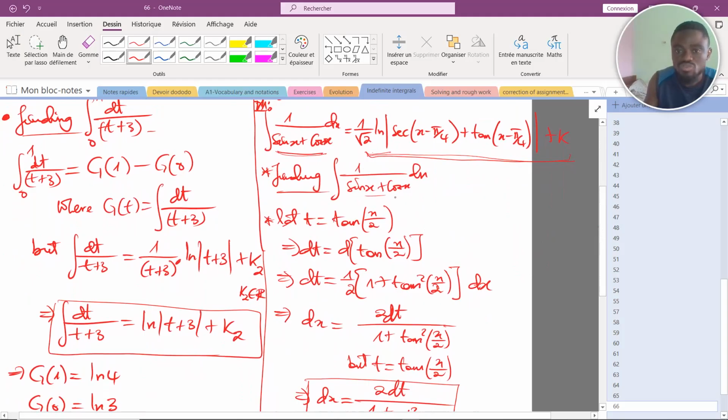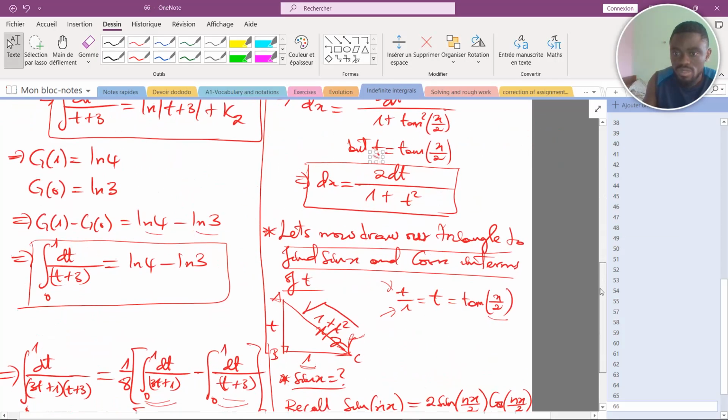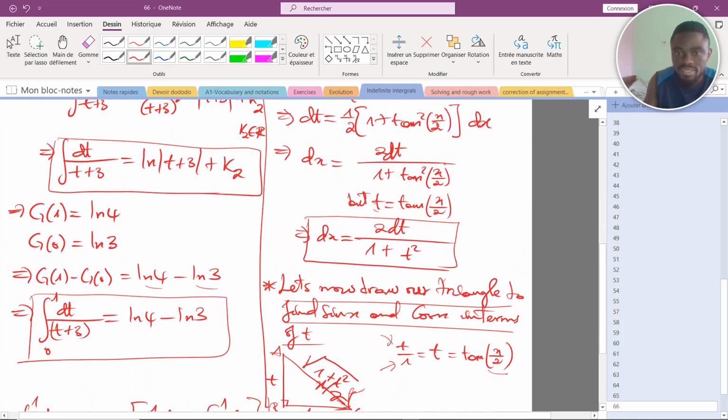Is that okay? So naturally, our substitution here will be t equals tan of the angle, x divided by 2. So dt will be d of tan(x/2). Naturally, we have dt equals a half times 1 plus tan squared (x/2) times dx. Never forget your dx, because you are differentiating implicitly. From there I make dx the subject. But remember, your t was tan(x/2). So this implies our dx is 2 dt all over 1 plus t squared.